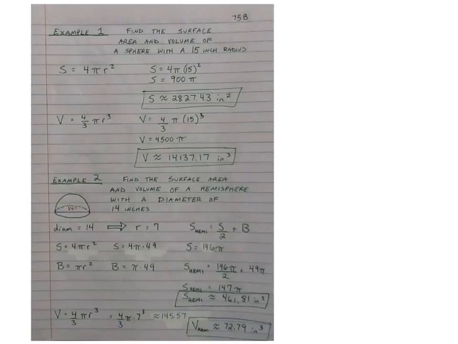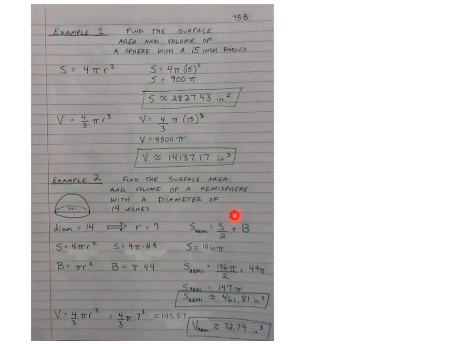We can also do a hemisphere, as shown in example 2, which is half of the sphere. The volume is going to be half of the volume of a sphere, and the surface area is going to be half of the surface area of a sphere plus the base. We're going to start with the surface area calculation. In this one they tell us the diameter is 14 inches, which means the radius is 7 inches.